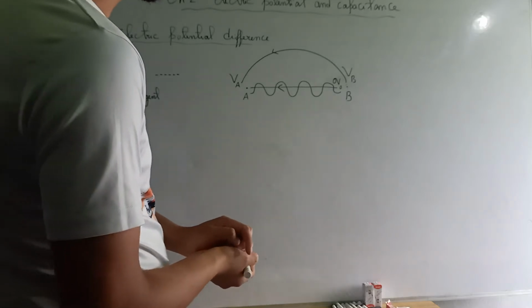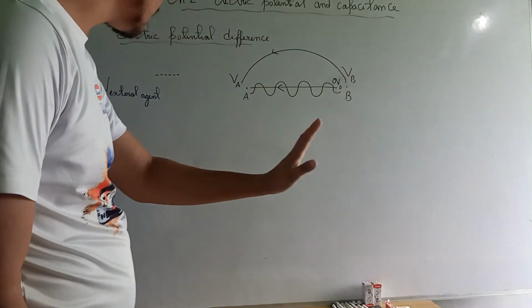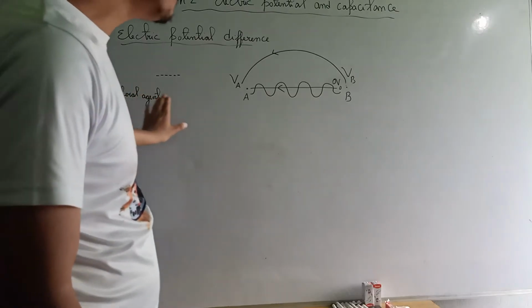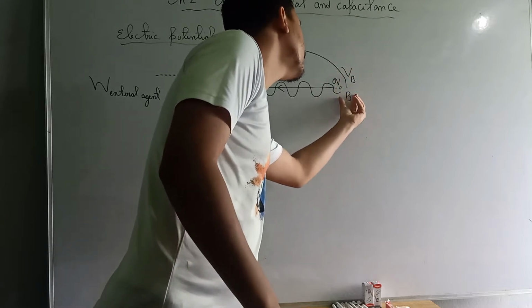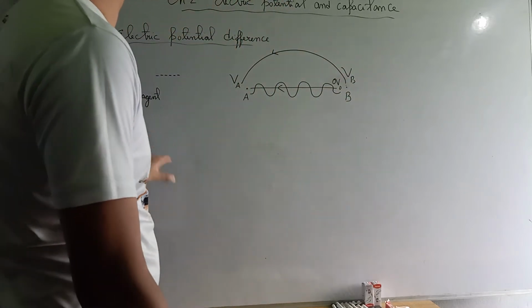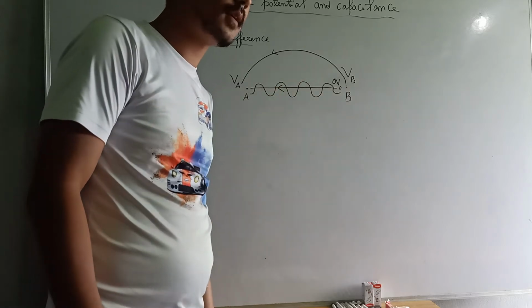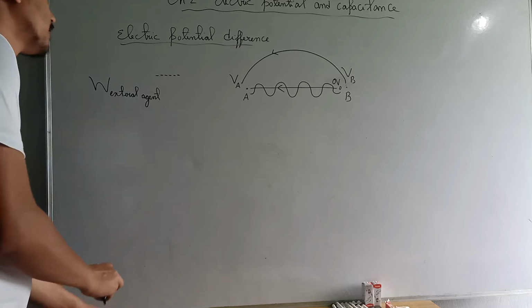So how much work is done by the external agent in bringing this test charge from B to A is known as electric potential difference between 2 points B and A. Are you getting that? Are you following?